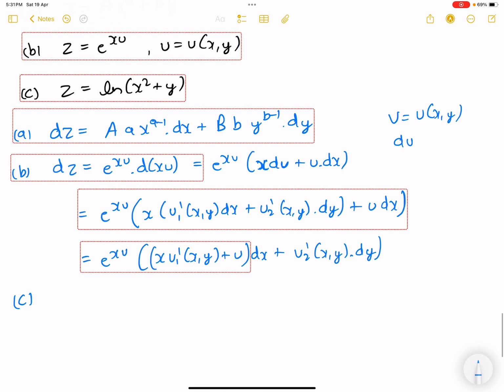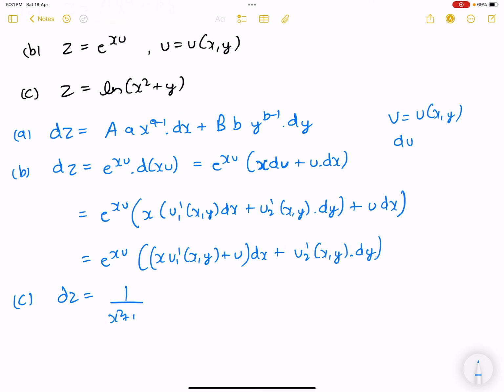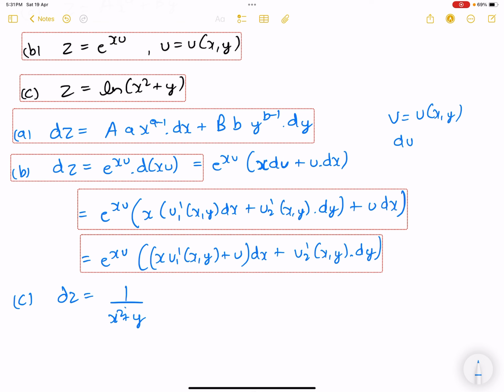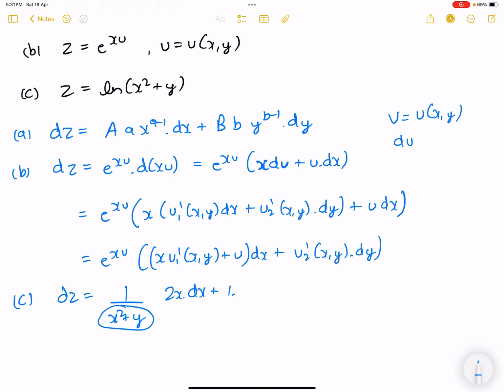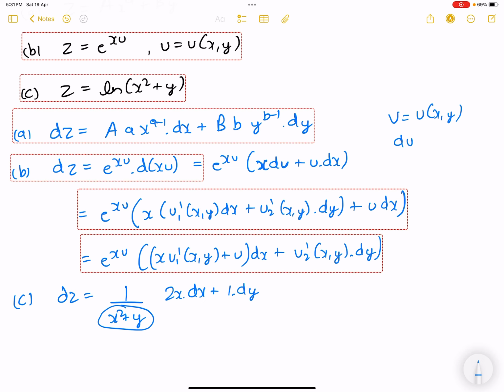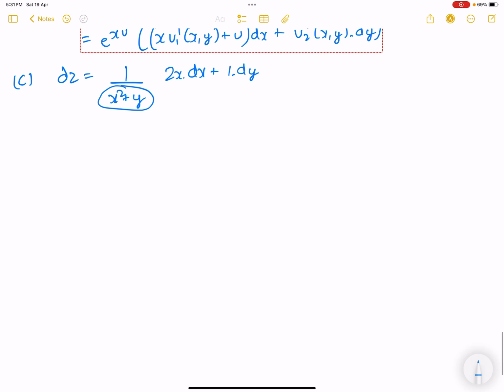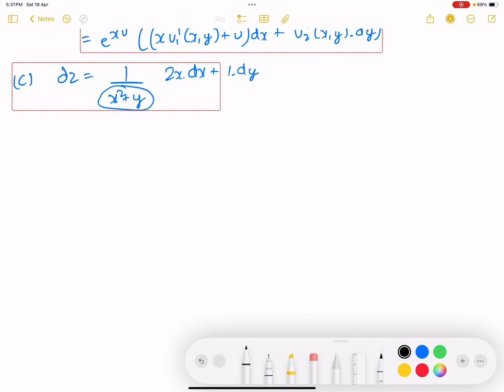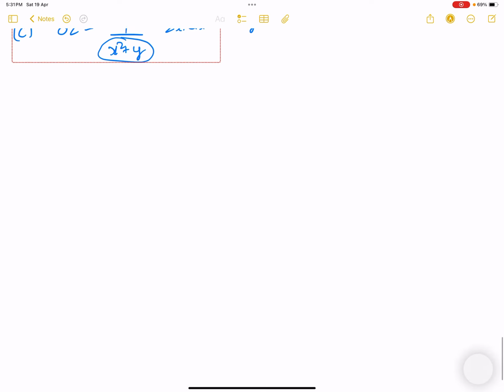Similarly, in case c, z equals log, so dz equals 1 upon x square plus y into the derivative of this, which is 2x dx plus 1 into dy. Okay, I hope this is clear. Now moving forward, this is a very important property, invariance of the differential. I'll discuss what this means.